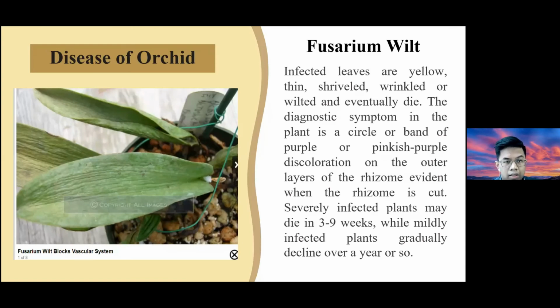Okay, so the next disease of orchid is Fusarium wilt. The infected leaves are yellow, thin, shriveled, wrinkled, or wilted, and eventually die. The diagnostic symptom in the plant is a circle or band of purple or pinkish purple discoloration on the outer layers of the rhizome, evident when the rhizome is cut. Severely infected plants may die in 3 to 9 weeks, while mildly infected plants gradually decline over a year or so.